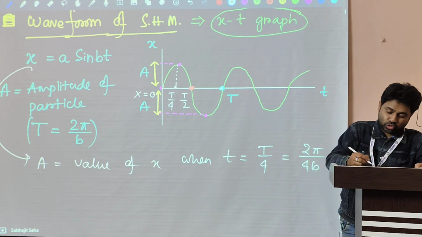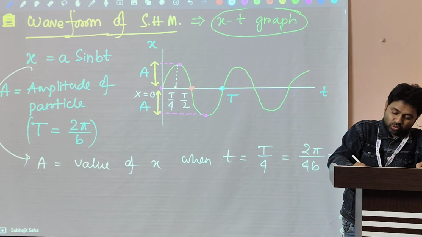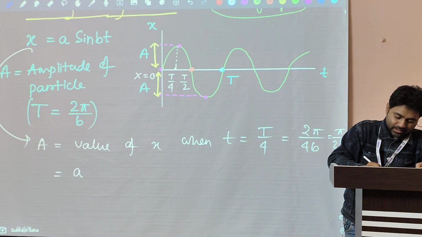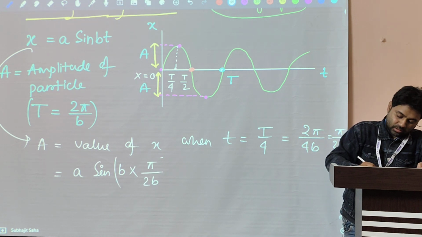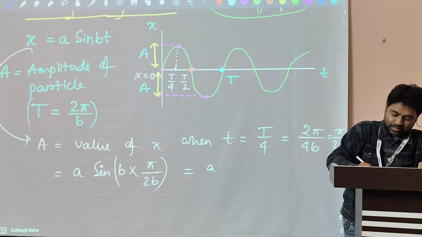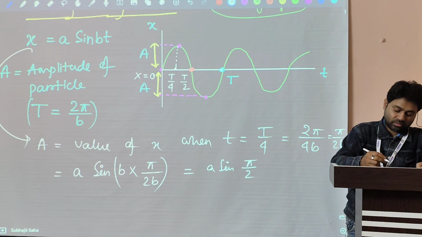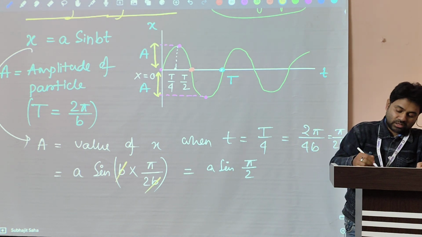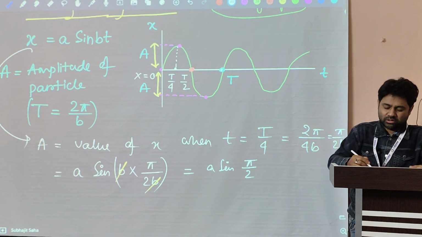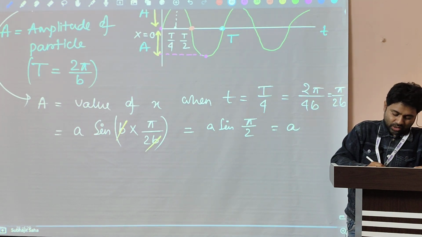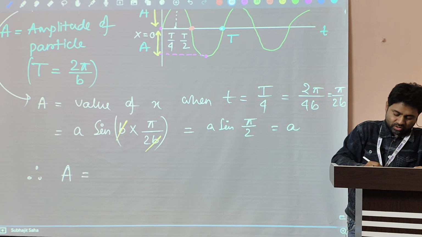By putting capital T equal to 2 pi by b, that is pi by 2b, which would be equal to a sine b times pi by 2b, equal to a sine pi by 2. I have cancelled b and b. Now sine pi by 2, sine 90 degree 1, so value is a. So now you can say the amplitude equals to a.